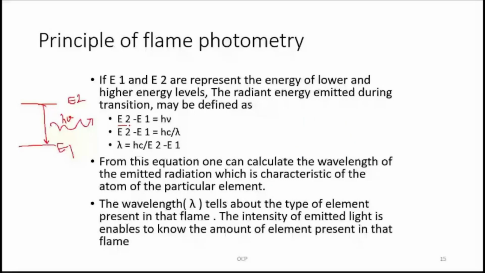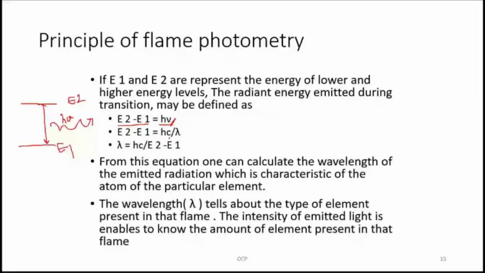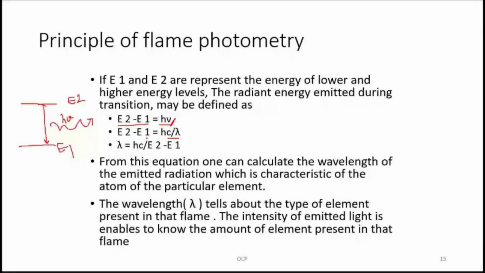The energy difference between the two energy levels will be equal to h nu. Now nu is the frequency, equal to c by lambda. Putting lambda on the left hand side and bringing E2 minus E1 into the denominator on the right hand side, we get lambda equals hc divided by E2 minus E1.